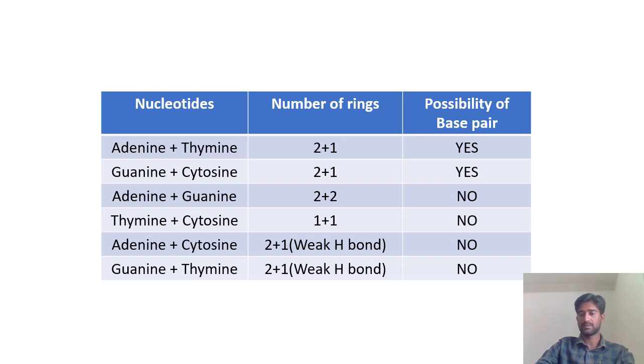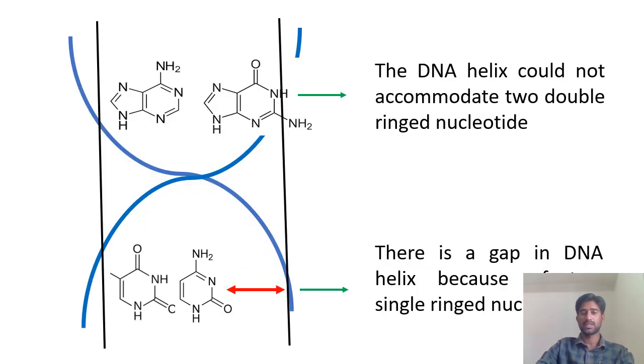So if you look at this structure, this is the helix of the DNA, where two double-ring nitrogen bases are not accommodated in the DNA helix, so the binding of two molecules of double ring structure is not possible. At the same time, two single ring structures are not possible because there will be a gap in the helix. So that is why only adenine is bound with thymine and guanine with cytosine.